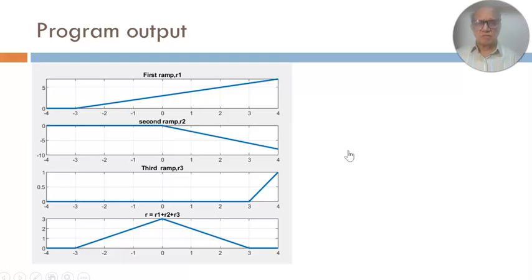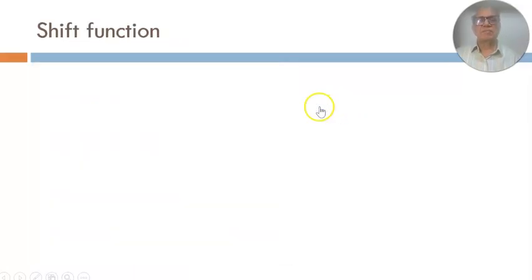All right. So what we have studied so far is how to generate a delayed or advanced ramp, how to generate a delayed or advanced unit step function, and how to use these functions in order to generate any piecewise linear function that you may be interested in. So you'll get some x(t) by using this. And we would now like to study the shift function. So what is the shift function?